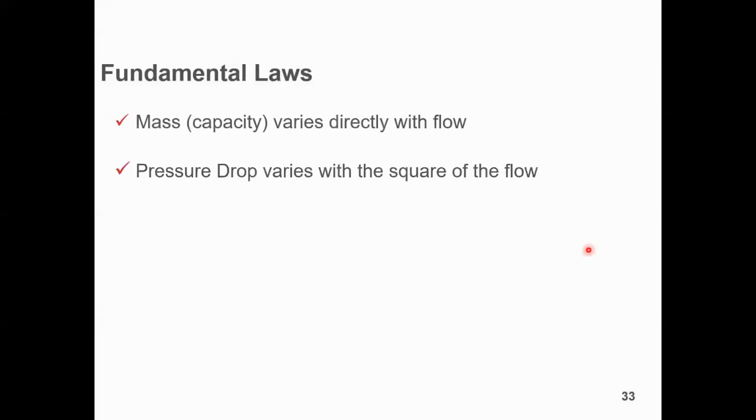These fundamental laws are very important because the entire low flow high delta T system is dependent on that. So this is basically nothing but the affinity laws, where we know that the mass varies directly in proportion with the flow, pressure drop varies as the square of the flow, and energy consumption varies as the cube of the flow. So this is to be remembered while we discuss all the subsequent slides.